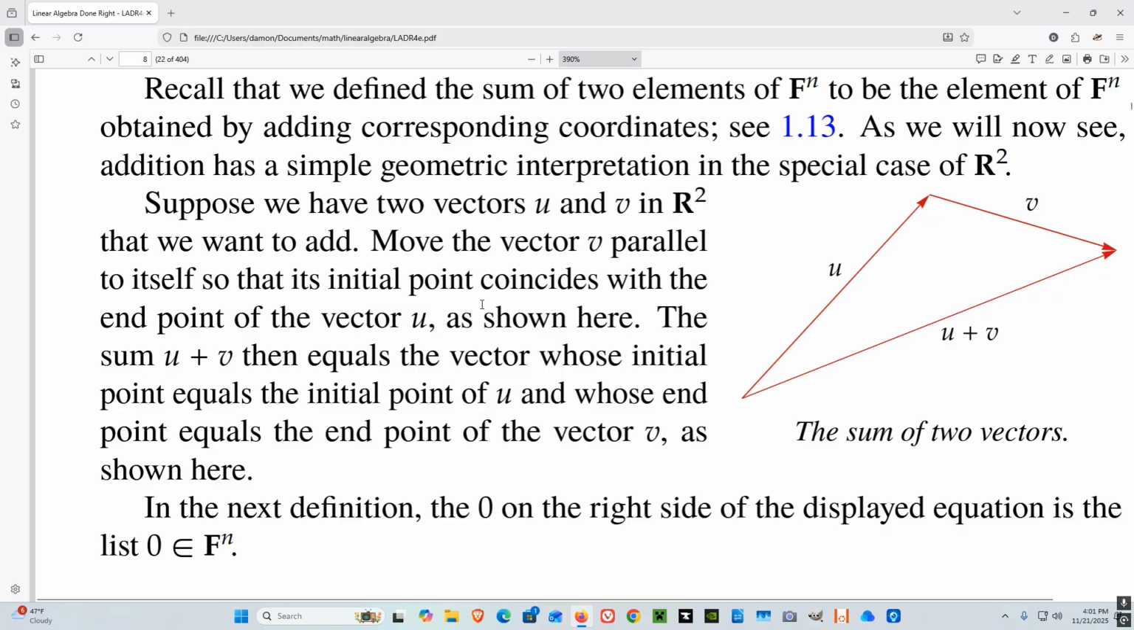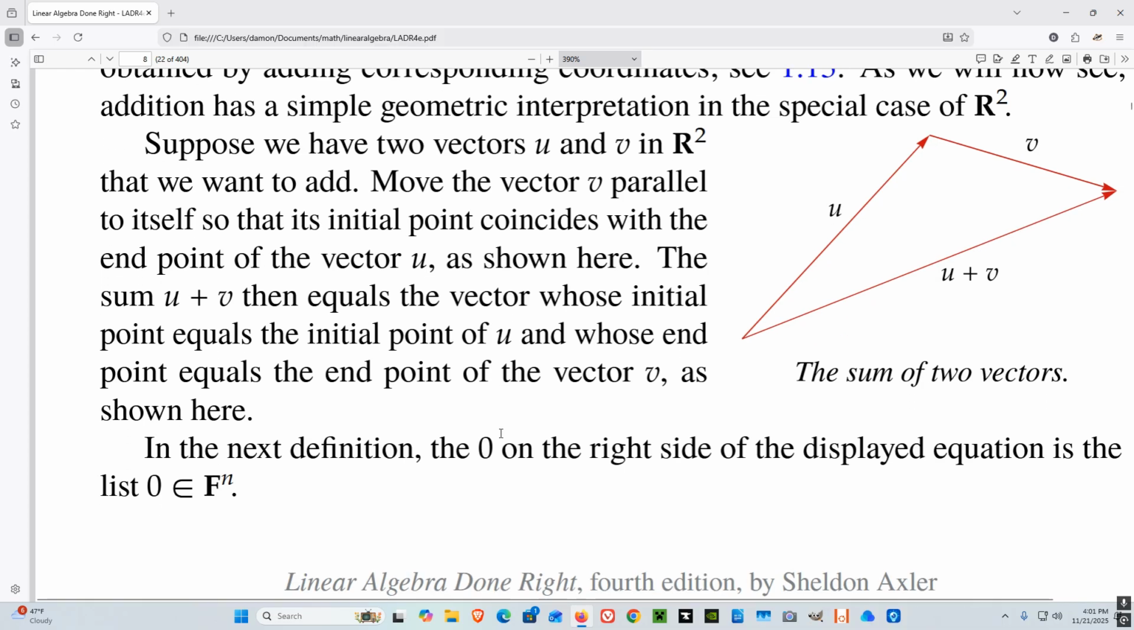Move the vector v parallel to itself so that its initial point coincides with the endpoint of the vector u. As shown here, the sum u plus v then equals the vector whose initial point equals the initial point of u and whose endpoint equals the endpoint of the vector v, as shown here.